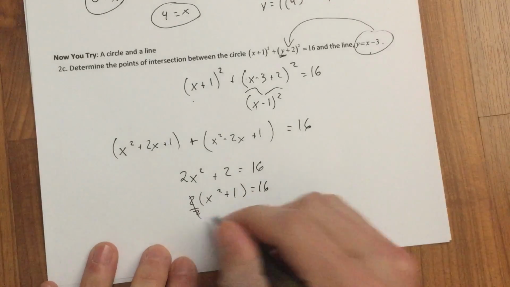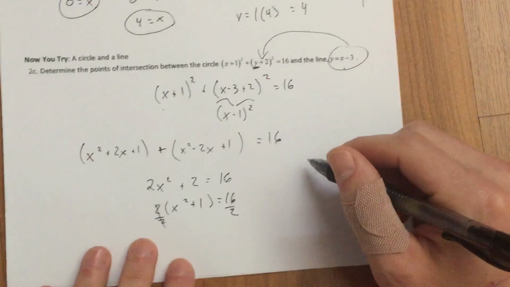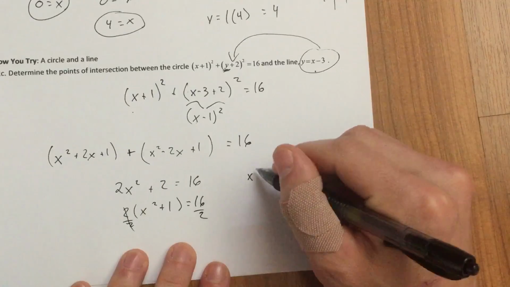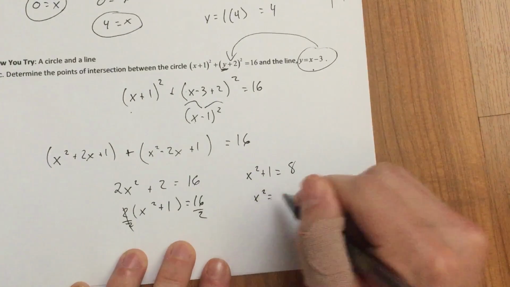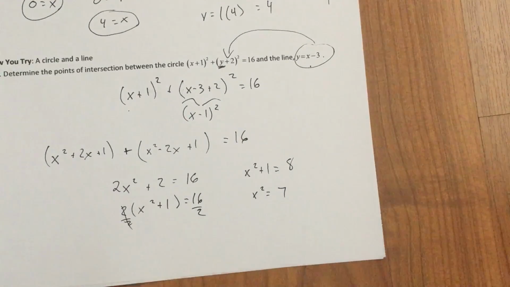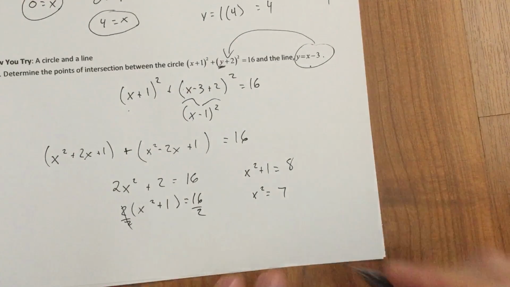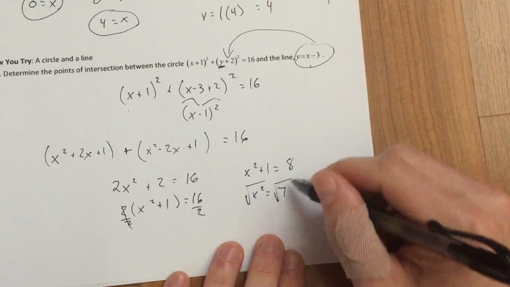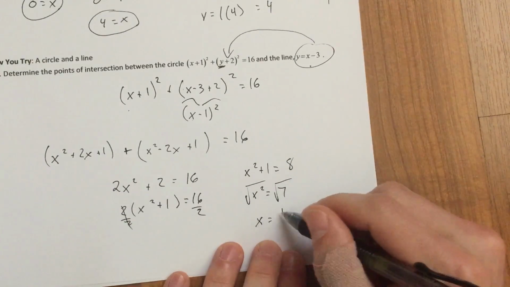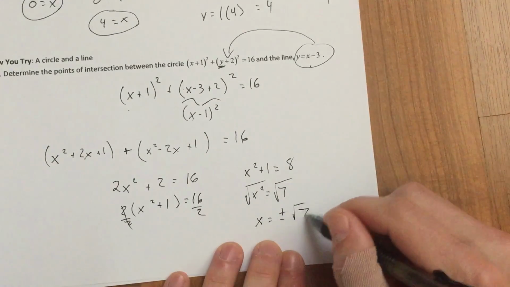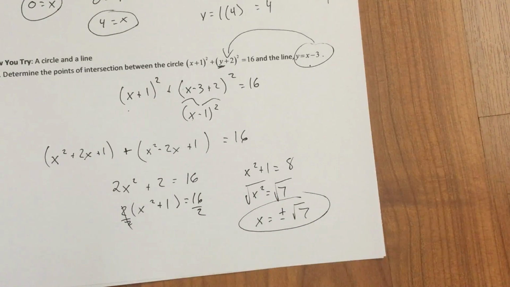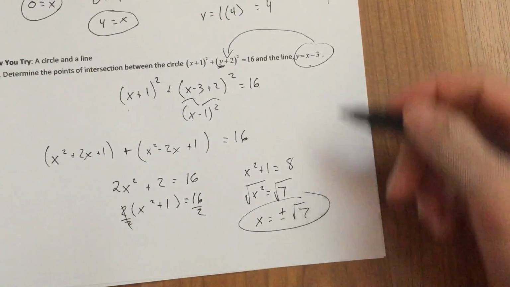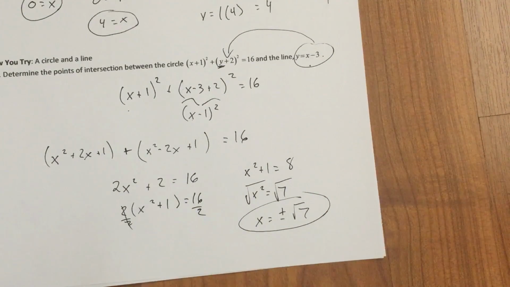If you divide both sides by 2, I'm going to just move over to the right-hand side for a little more room. We have x squared plus 1 equals 8, or x squared equals 7 when we subtract 1 from both sides. The final step would be to take the square root of each side, and x would equal positive or negative radical 7. Those would be your x coordinates for your solution. To figure out your y coordinates, I just have to plug that back into the linear equation.